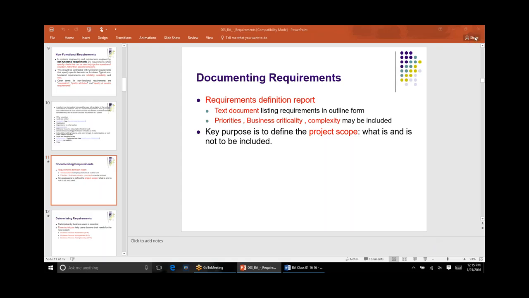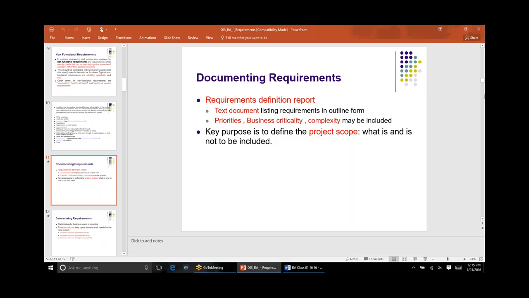Documenting business requirements is one of the important tasks for a functional consultant. How do we document business requirements? Business requirements are primarily written in plain English. You just write, okay, I need this, there's that, in English text. They are not written in Greek and Latin.